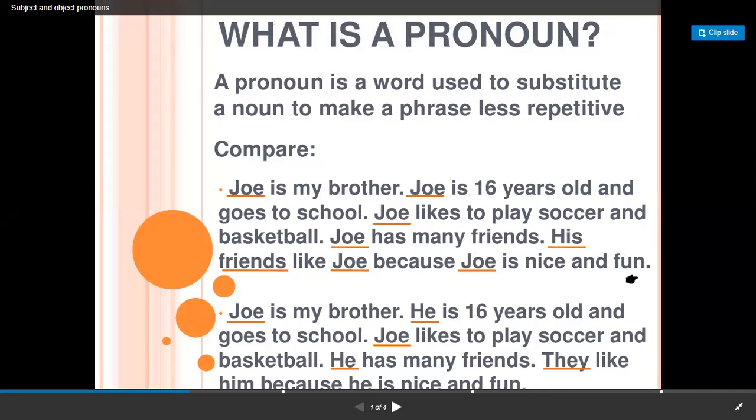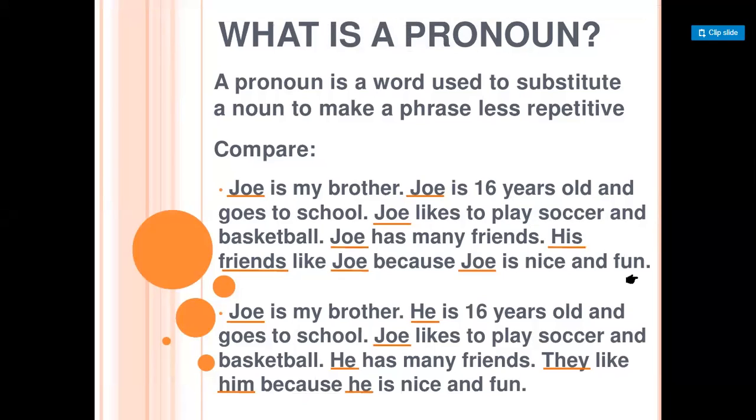So, who can tell me what is wrong with this story? Is it a nice story? No, I know what's wrong, miss. What is wrong with it? When you're talking about Joe, no need for saying his name more. Like say Joe is my brother. Joe is 16 years old and goes to school. He likes to play soccer and basketball. Then he has many friends. His friends like him because he is nice and fun. No need for saying his name many times. It's going to be boring. Excellent. Do you agree, Malak and Lean? Do you agree with what Watil said?